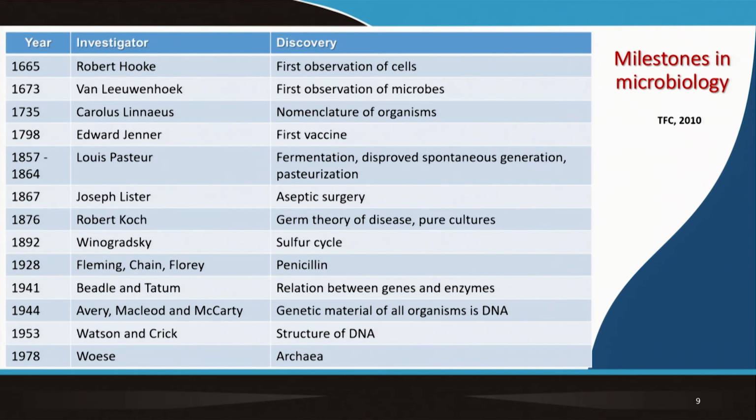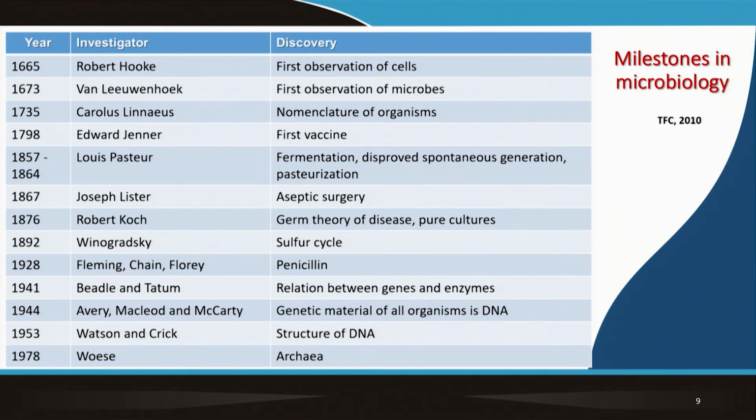And 1798 we have Edward Jenner, who created the first vaccine, and that was the smallpox vaccine, and that has obviously had a major impact on healthcare and so on. Then we come to 1857. From the period of 1857 to 1864, Louis Pasteur was basically a giant in microbiology. There are several things that have been accredited to him, including fermentation, pasteurization. He was able to disprove the theory of spontaneous generation. People at that time used to think that life can begin without any other life form, and he was able to disprove that.